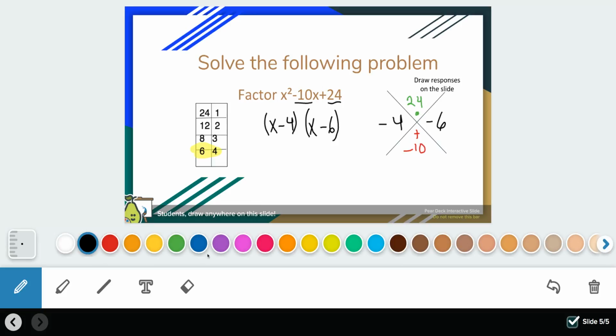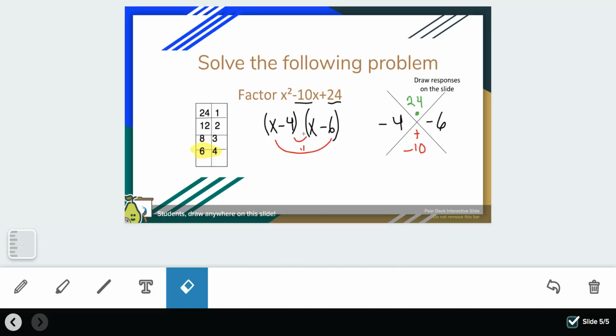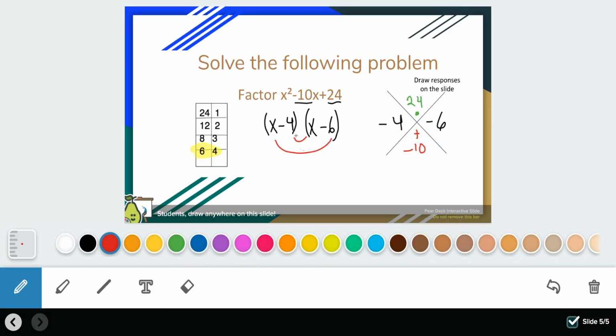Okay, now one way for you to test to see if this works, you can actually just go here, and the inner and the outer will give you that middle term. So this will be negative, let me show you here. This will be negative 4x, and this will be negative 6x. When I combine these two, do I get this middle number? And yes, I do.